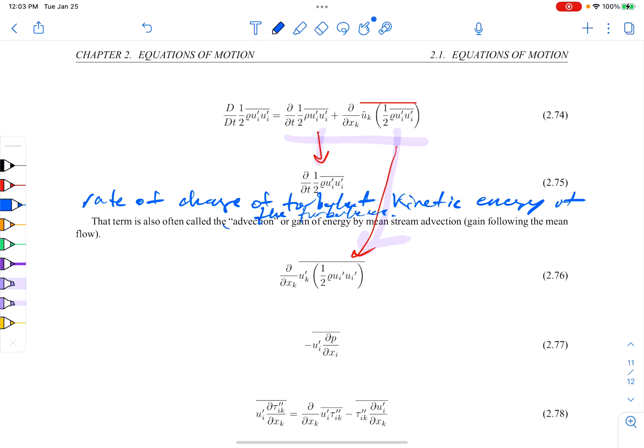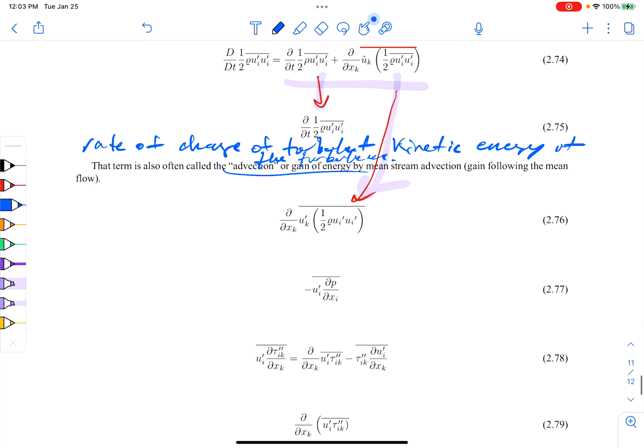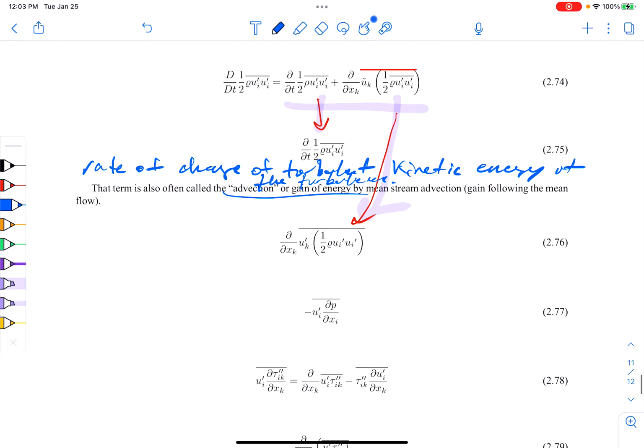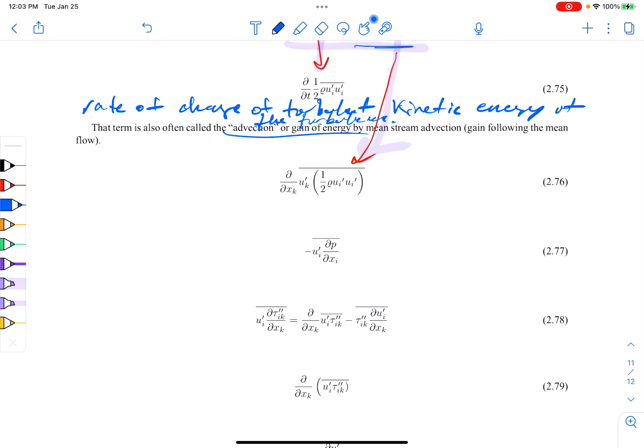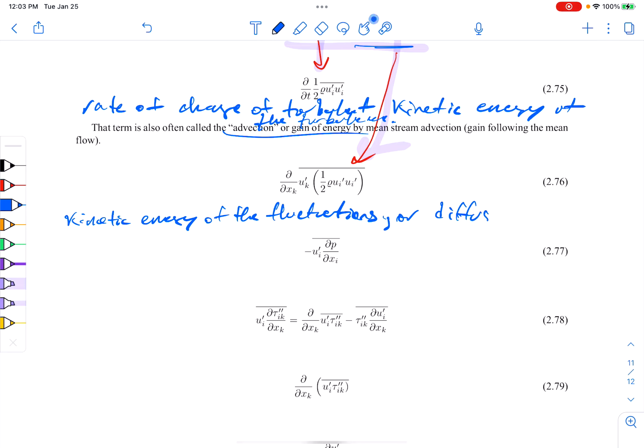It's also called the advection term. The second term of the material derivative will be the kinetic energy of the fluctuations. Or diffusion of the fluctuation energy.